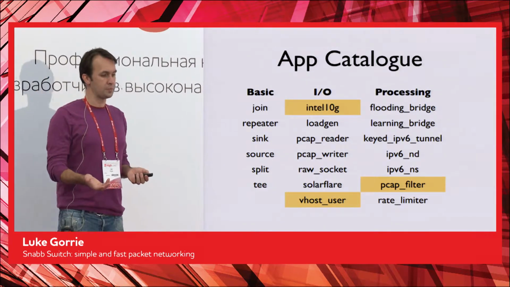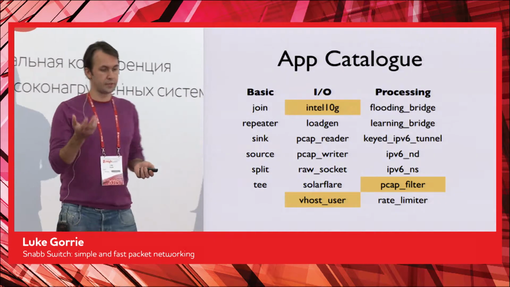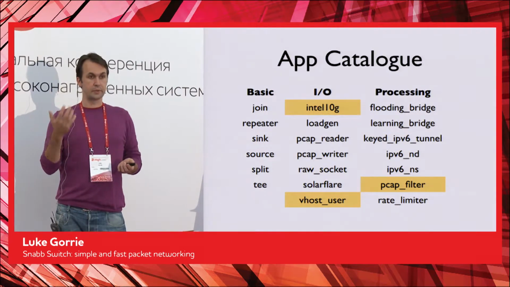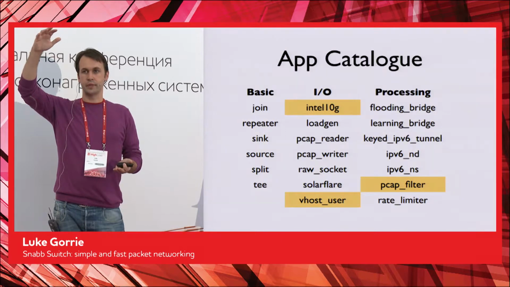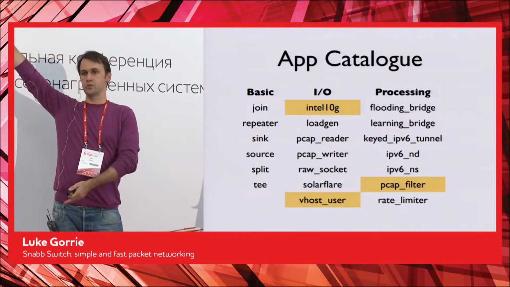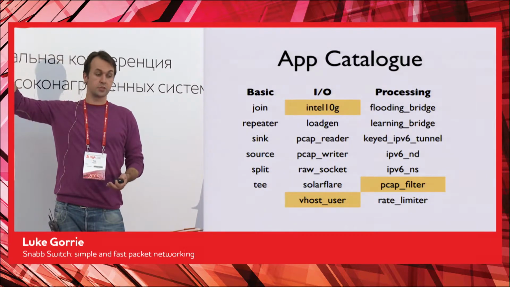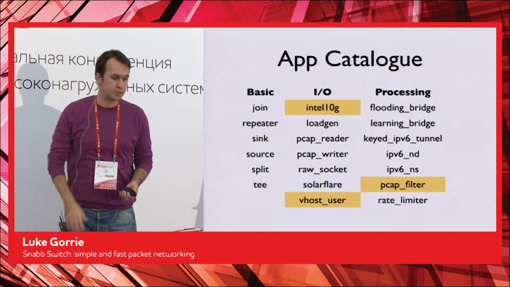So one of the apps is the Intel 10G. So this is a Lua object that implements the pull and push methods, and it implements a device driver for an Intel 10 gigabit network card. So when it starts, it maps the registers for the network card, it allocates some memory that's suitable for DMA with stable physical addresses and that kind of thing, and it just sets up DMA and just talks to the network card, reads and writes packets.